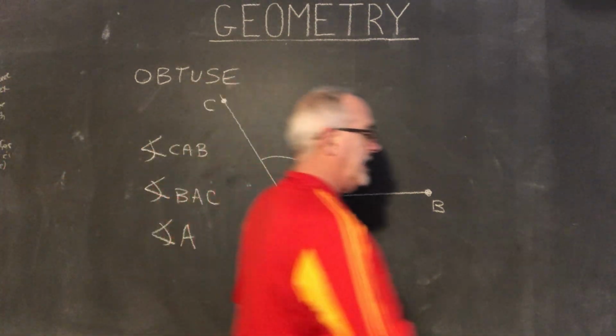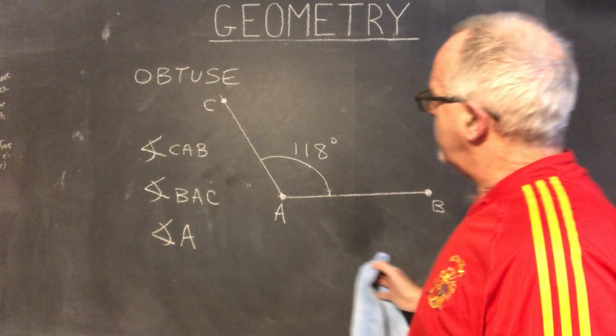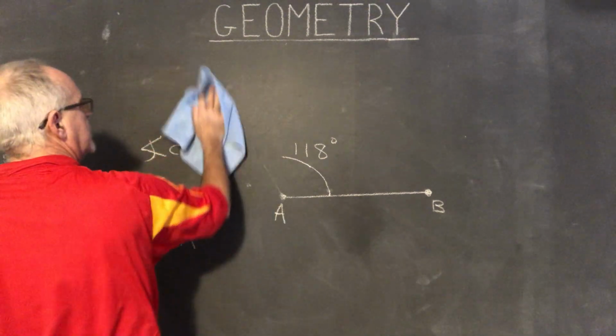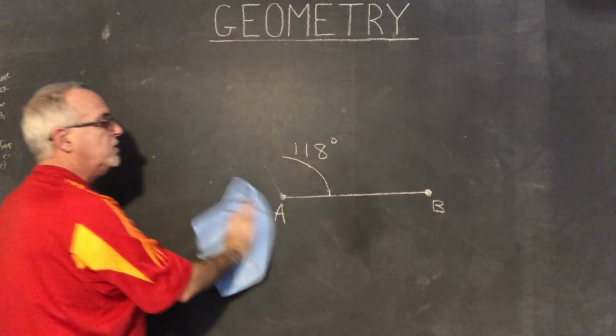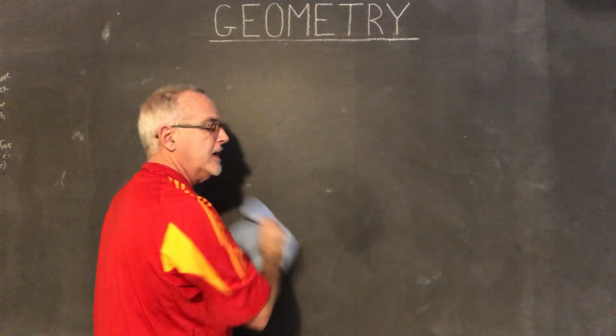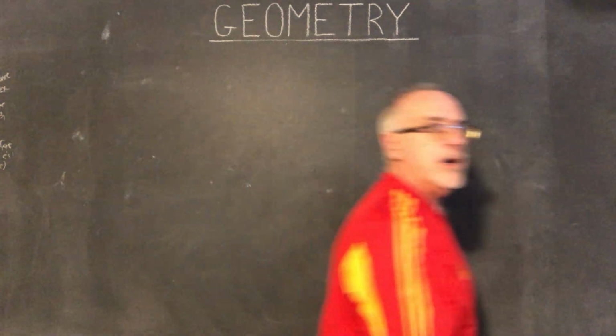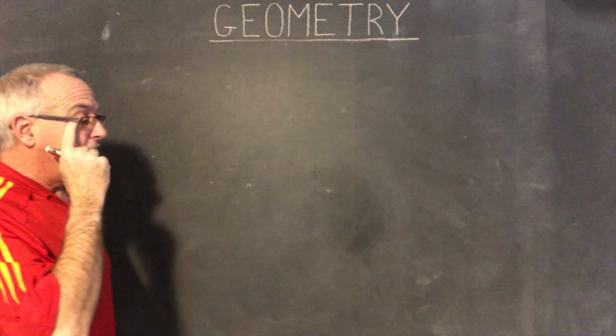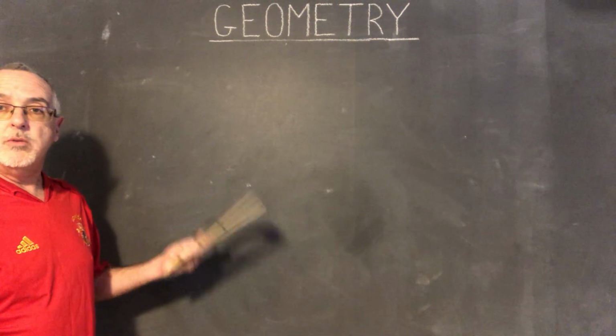I'm going to erase that. Now, what should I do next? Okay, so that was an obtuse angle, so I erased the word obtuse. The obtuse angle is the angle between 90 and 180 degrees. Let's draw some more angles.